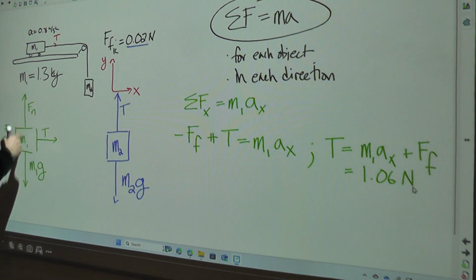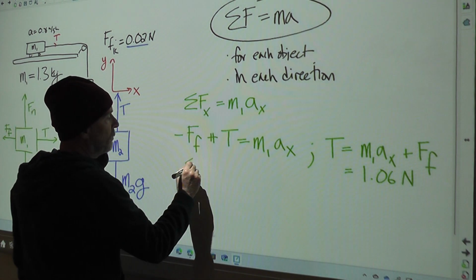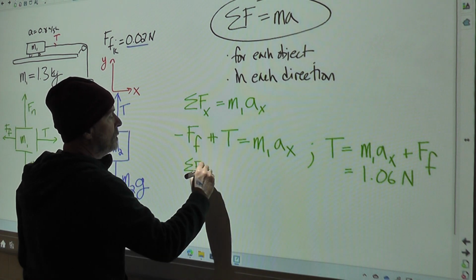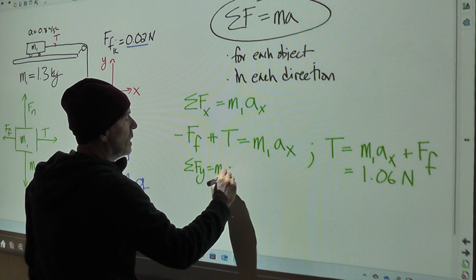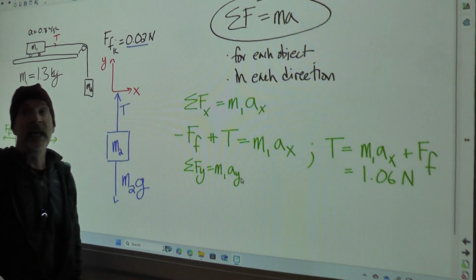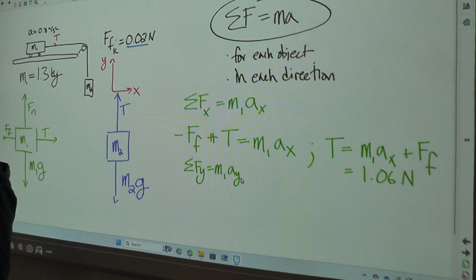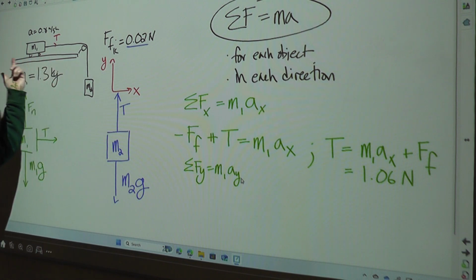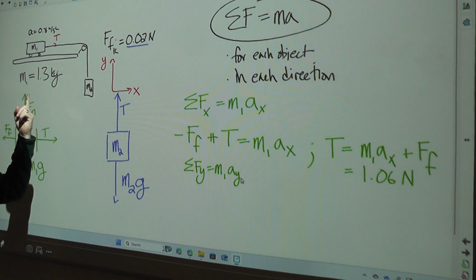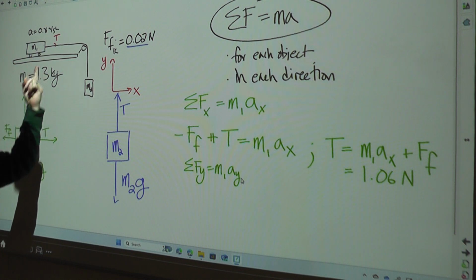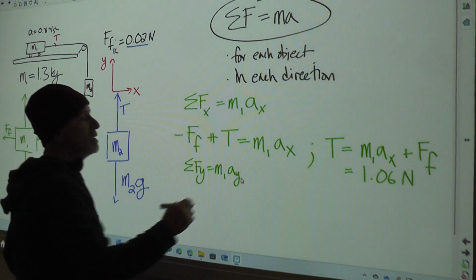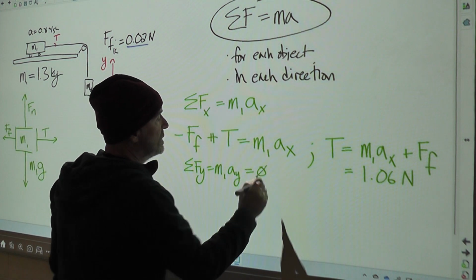We also have a y dimension in our cart. In the y dimension, the sum of the forces is equal to mass times acceleration in the y dimension. It's not accelerating in the y dimension. We know that, not because things never accelerate in the y dimension, but because in this particular problem I told you, it's going to move left and right only. There will be no up and down motion. That means no up and down acceleration. That means the sum of the forces in our y dimension have to be 0.